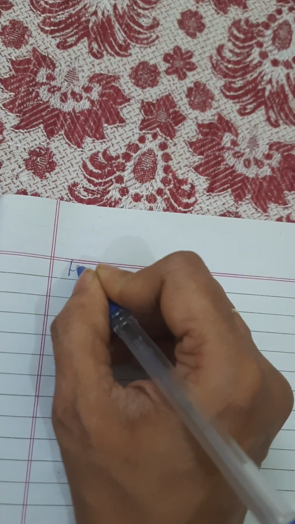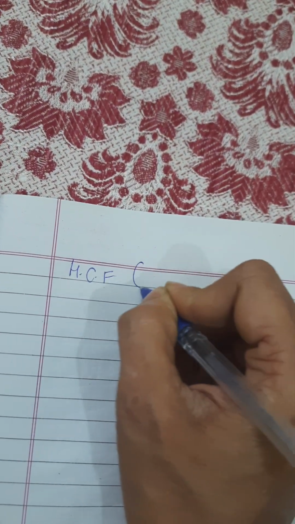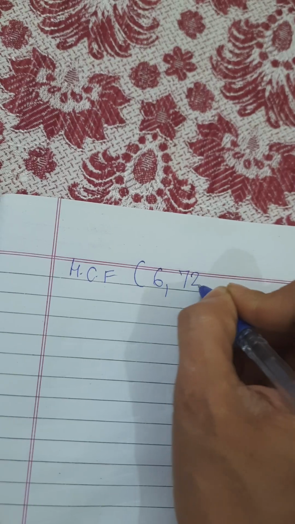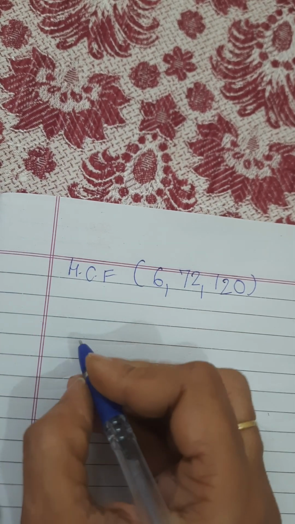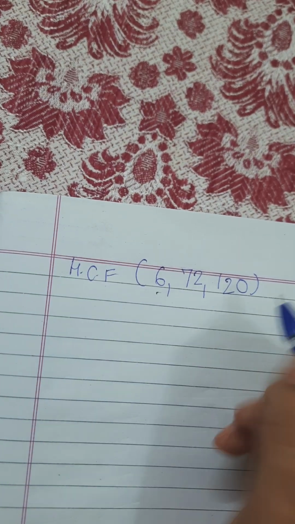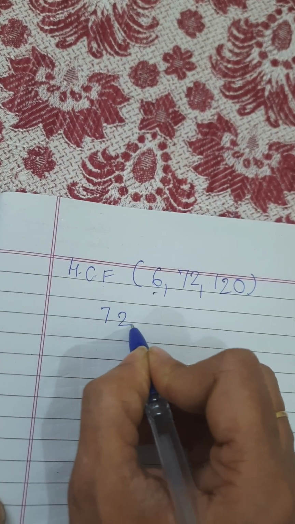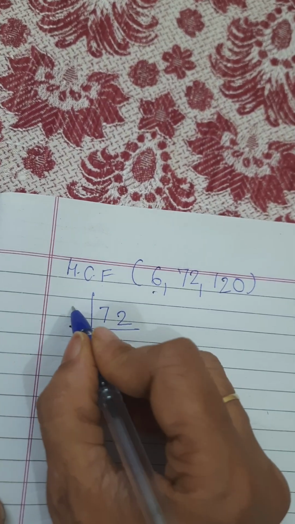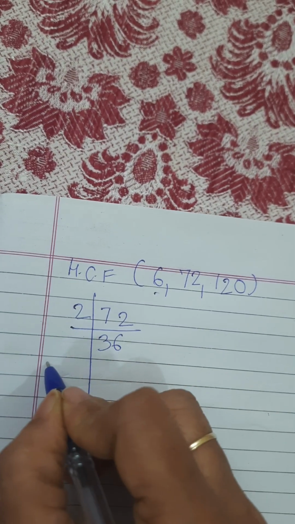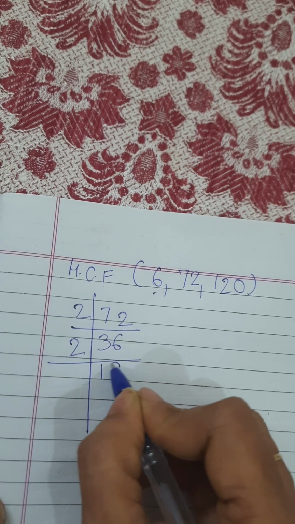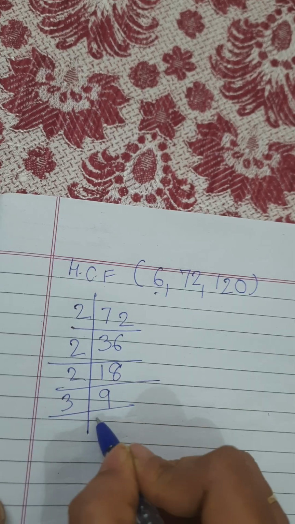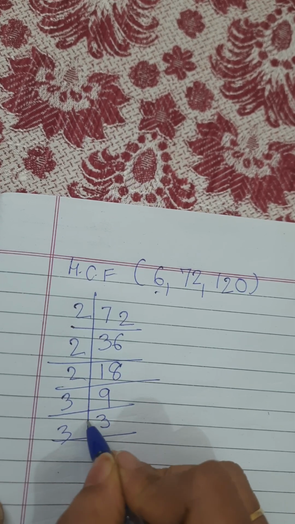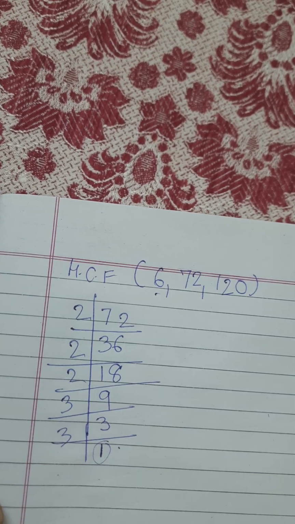Okay. Now let's find the HCF of 6, 72 and 120. So now let's find the factors for each. So 6 is a small number. I won't do it here. We'll start with 72. So 2 3s are 6, 2 6s are 12, 2 12s are 24, 2 36s are 72. 2 9s are 18, 3 3s are 9, and then 3 1s are 3. So I reach 1 here, I'll stop.